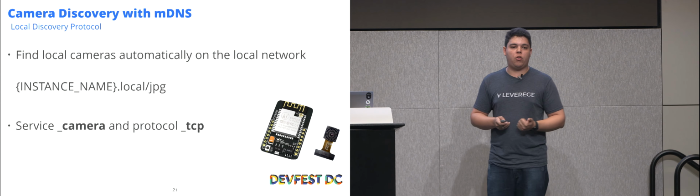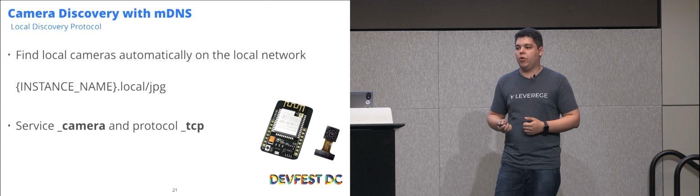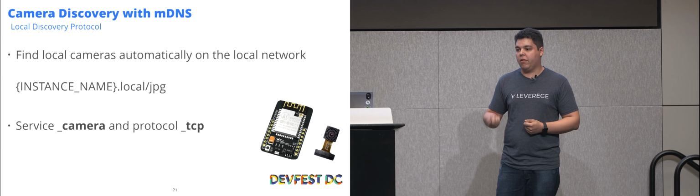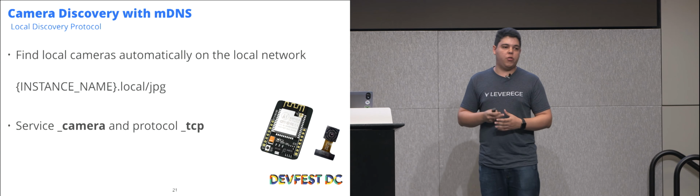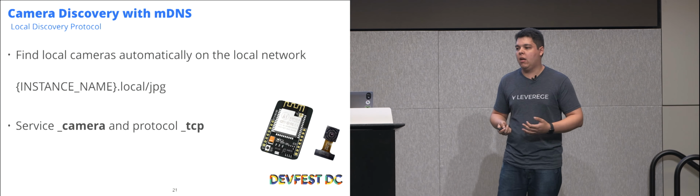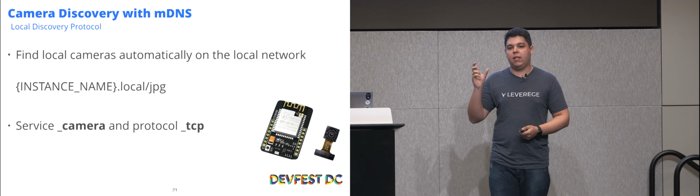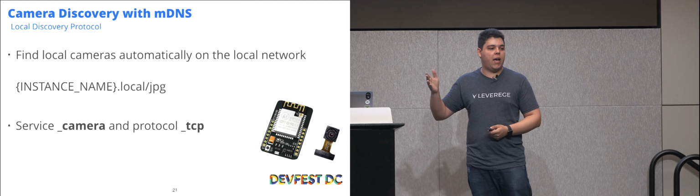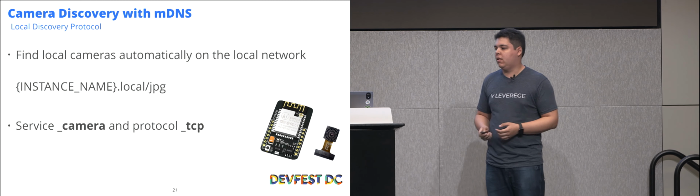So I used a protocol called mDNS. Basically with mDNS, you inform a service name, in which case I provide the name camera. And you also choose the protocol that you are using, that can be UDP or TCP. In that case, I use TCP. So in that way, I can use the device ID.local/JPG, instead of using the IP address of the device to access the image.